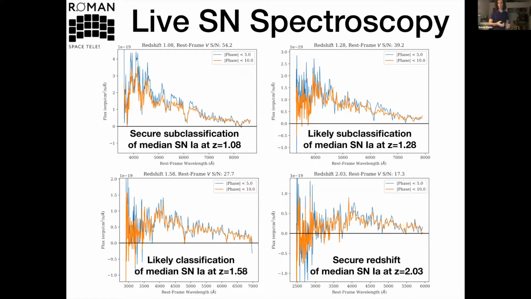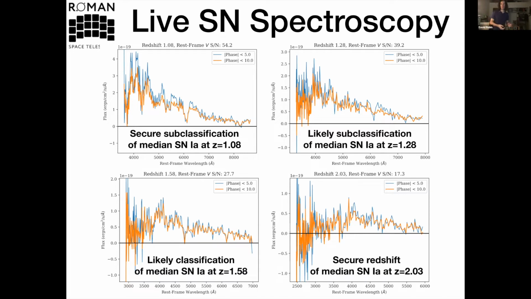The spectral features do evolve, of course, with time. So things look great at redshift 1.1 with a 1 hour time series of 1 hour exposures. You go up to 1.3, they look a little worse. So here, you might call it a likely subclassification. So you were perhaps separating out different types of 1As at about 1 sigma.